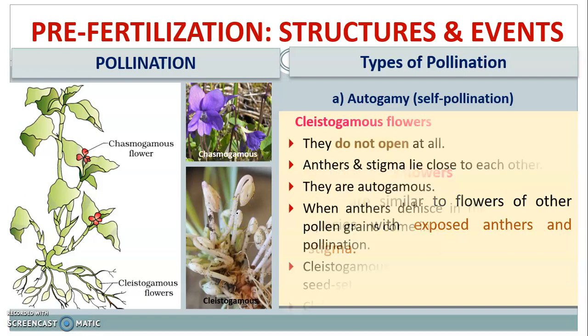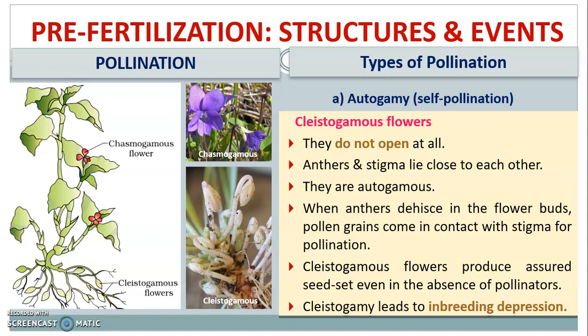The second type of flower is the cleistogamous flower. Cleistogamous flower means the closed flower. You can see they are closed flowers. They do not open at all. The anther and the stigma lie close to each other inside the flower. So they are truly autogamous in nature because the anther and the stigma are not exposed to the air or any surroundings. That's why they always meet each other to fulfill the mechanism of pollination.